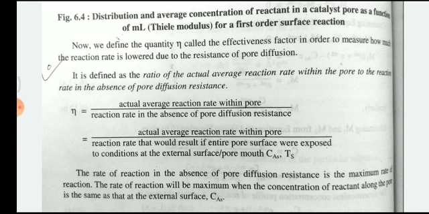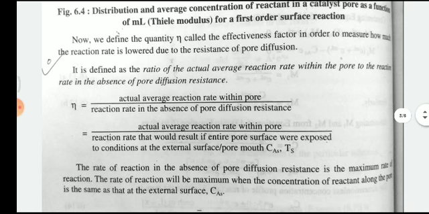એટલે કે ટૂંકમાં જોઈએ તો actual average reaction rate બરાબર, actual પછી એવરેજ અને એ પણ રિએક્શન રેટ શાના અંદર, તો કે પોરની અંદર, within pore. ઓકે, ધેન સેકન્ડ કોની સાથે રેશિયો છે, તો રિએક્શન રેટ ઇન એબ્સન્સ ઓફ પોર. પેલું છે પ્રેઝન્સ ઓફ પોર અને આ બીજું છે એબ્સન્સ ઓફ પોર diffusion resistance.